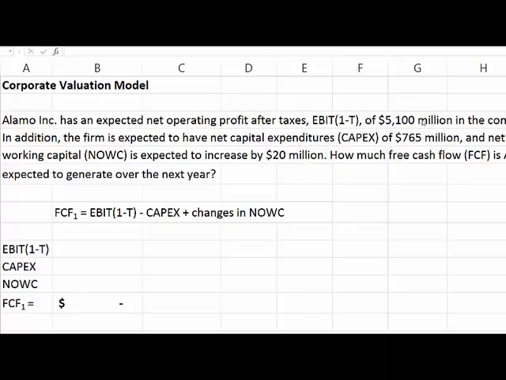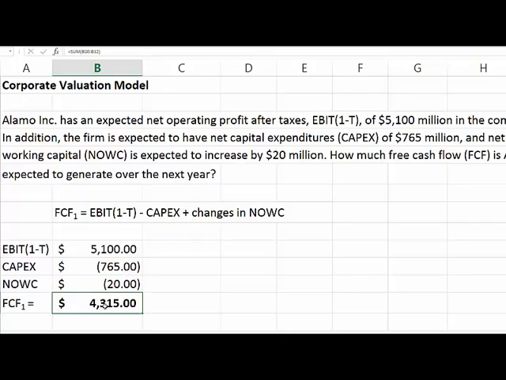Then the capital expenditures will be 765. These subtract from the value of the company because the company needs to use its free cash flows to invest 765 million, and also will increase operating working capital by 20 million. So here's a formula to find free cash flows next year, and we just put the values here. We have capex as a negative number, and the net operating working capital is also negative. We add all of these three cash flows and we get free cash flows next year.